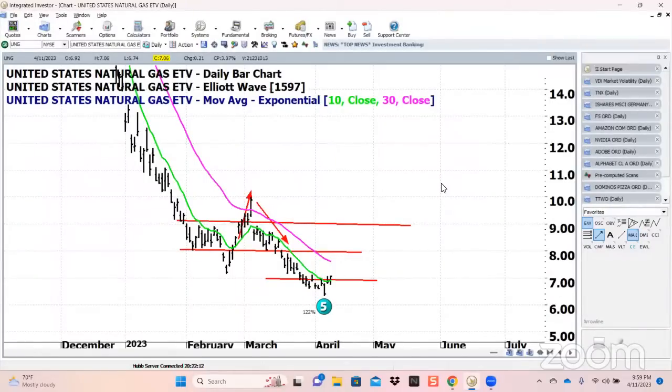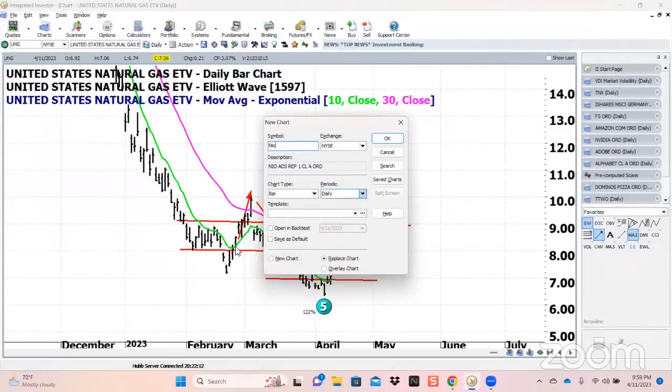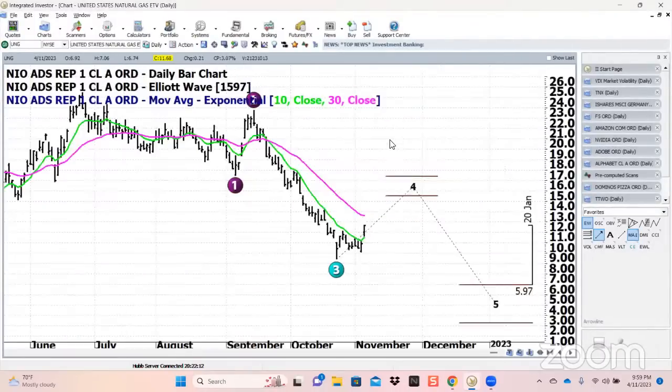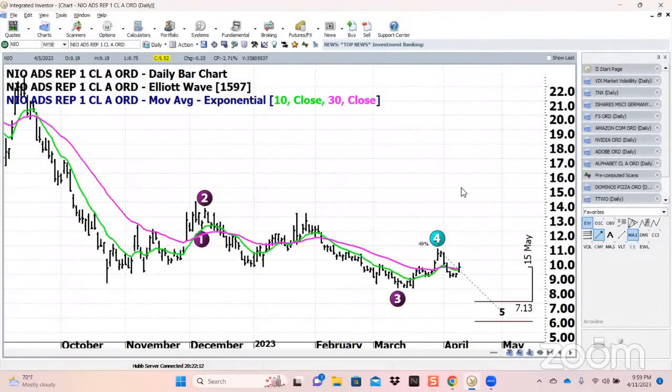Thanks, Rob. All right, we'll go with NEO here. That's an old favorite. I think one of the very first option trades I placed was from your strangle trade that you sent out way back when on NEO.